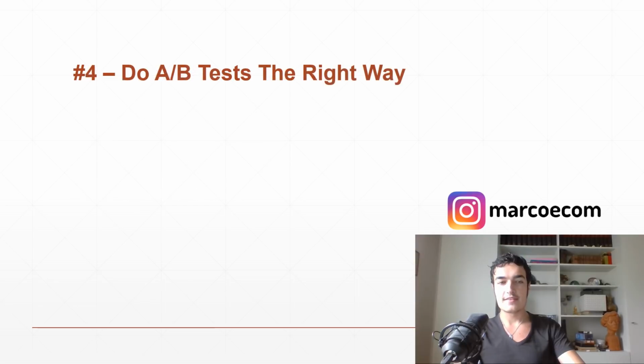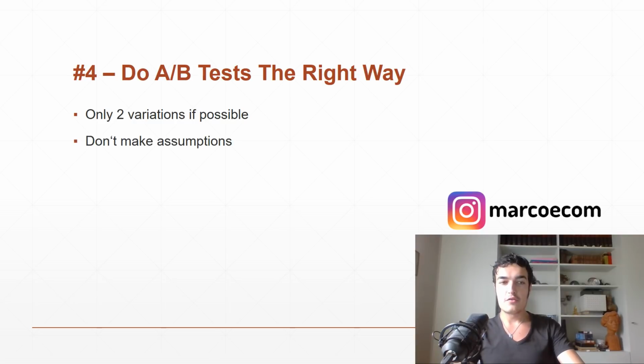And the last strategy is do A/B test the right way. The right way means, first of all, only test 2 variations if possible and not more, because else things can get confused. You don't know exactly what was the thing that caused the increased conversion rate and things like that. Also, don't make assumptions.